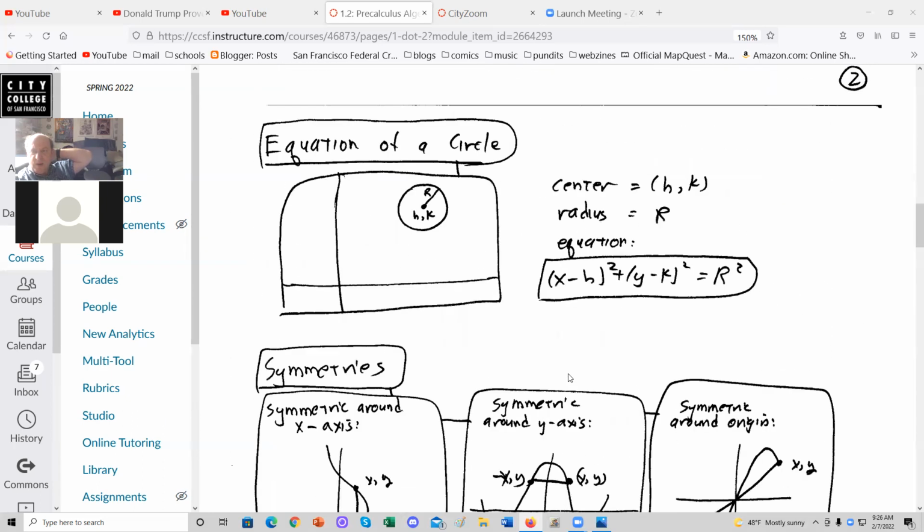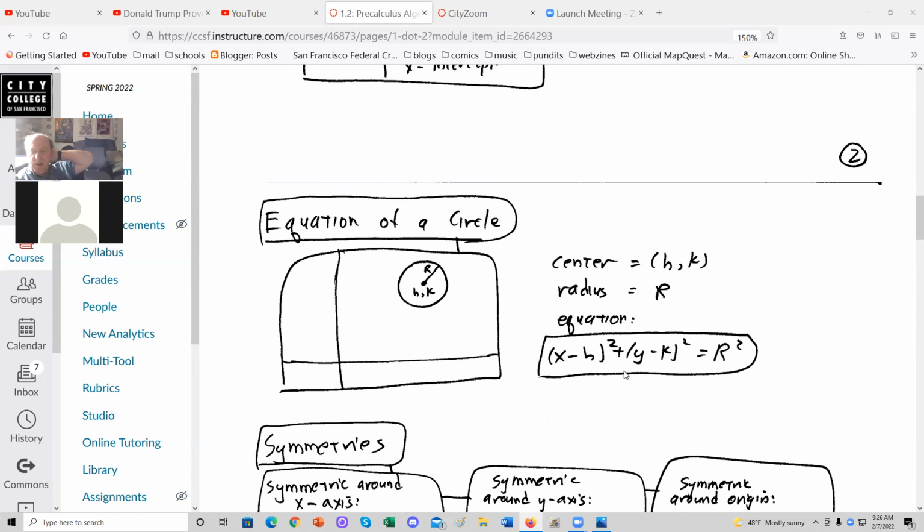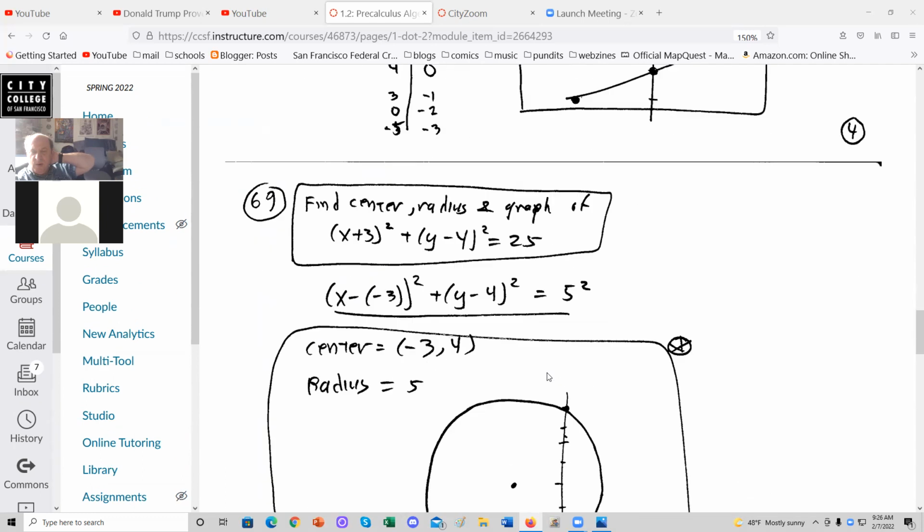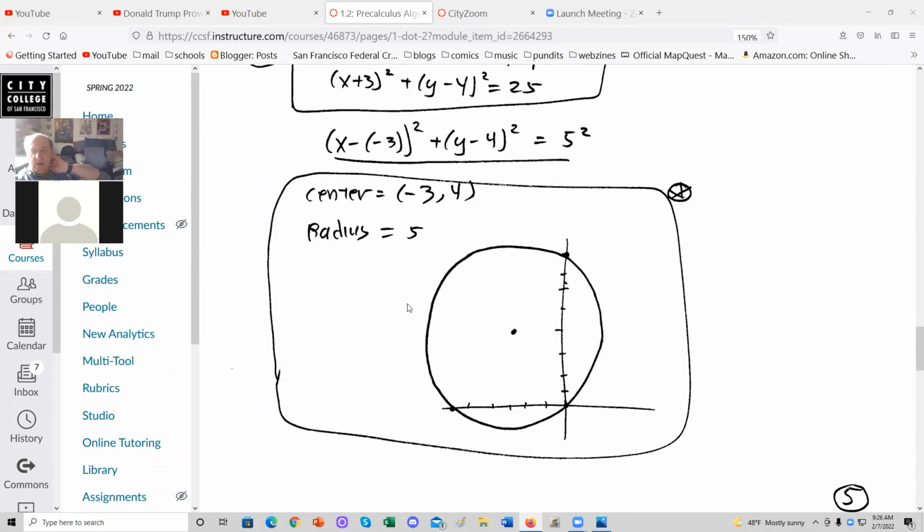Now going back to the equation, h and k are the center, r is the radius. So in this case, h is -3, k is 4, r is 5. So the center is -3 by 4 and the radius is 5. It looks something like this.